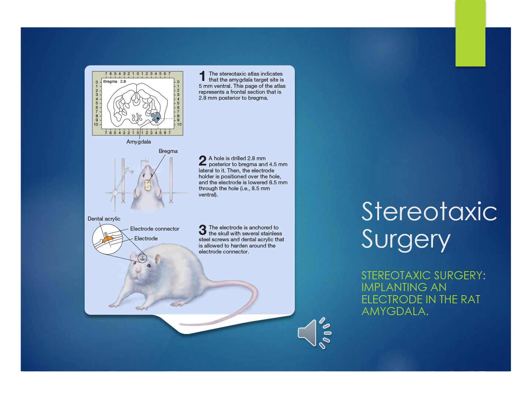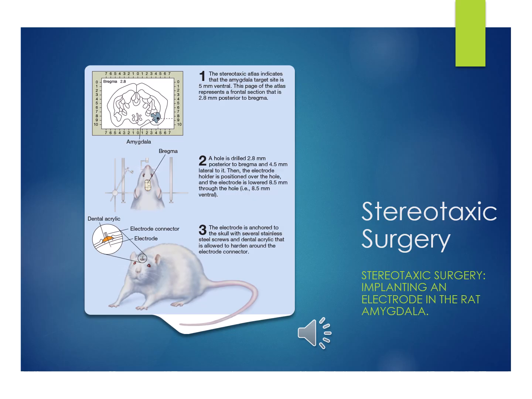The second image shows a rat being held in place, and then an electrode holder is being inserted into its head. A hole is drilled 2.8 millimeters posterior to the bregma and 4.5 millimeters lateral to it. Then the electrode holder is positioned over the hole, and the electrode is lowered 8.5 millimeters through the hole.